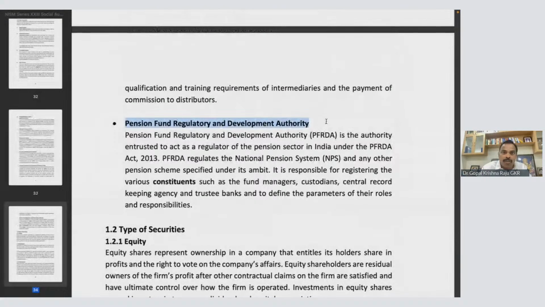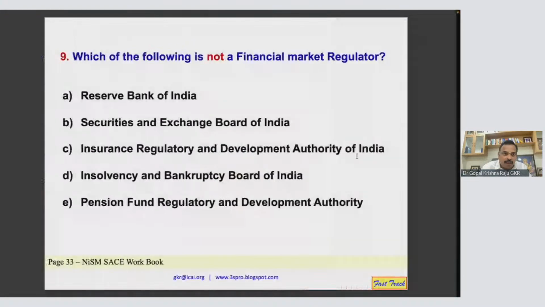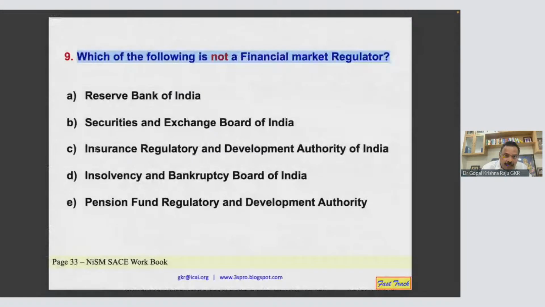Now, which of the following is not an FM regulator, financial market regulator? So, of all this list, which one is the odd man here? RBI, SEBI, IRDAI, IBBI. IBBI is not a financial market regulator. So, it is 9D. Okay.